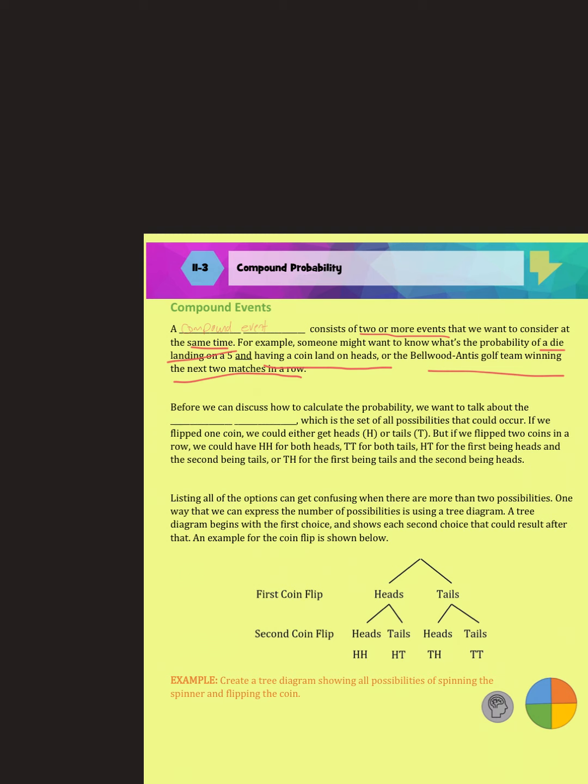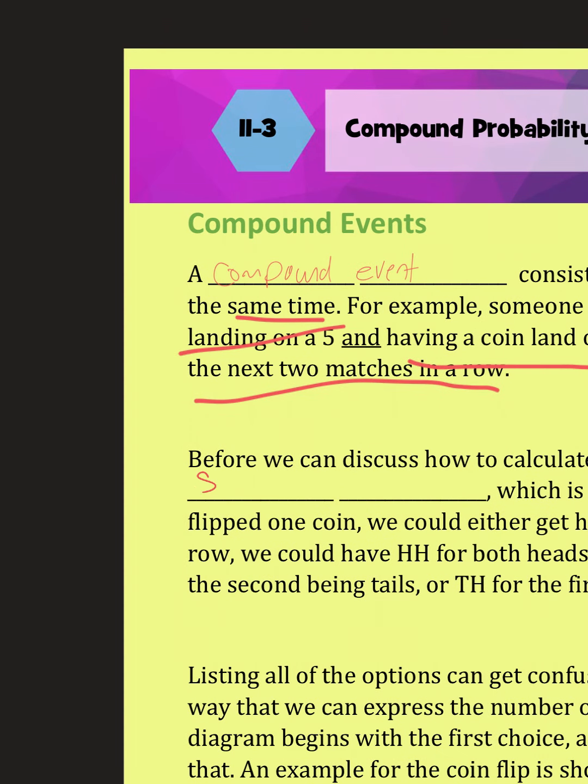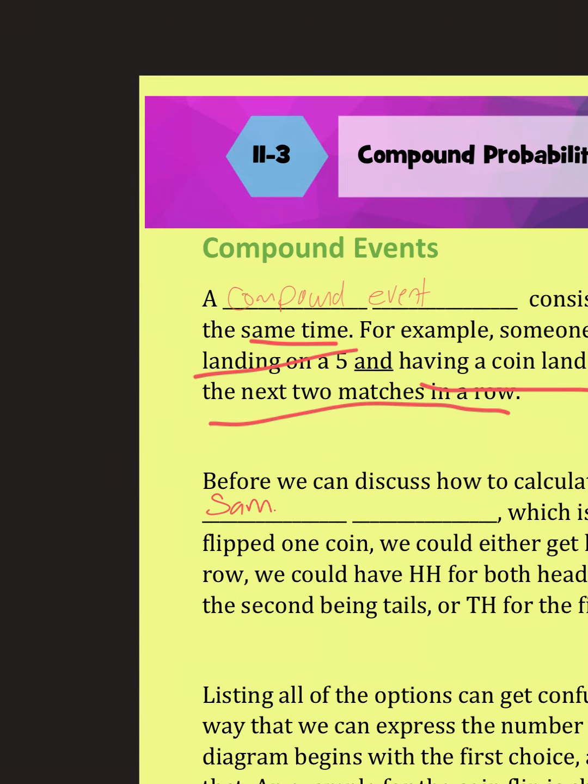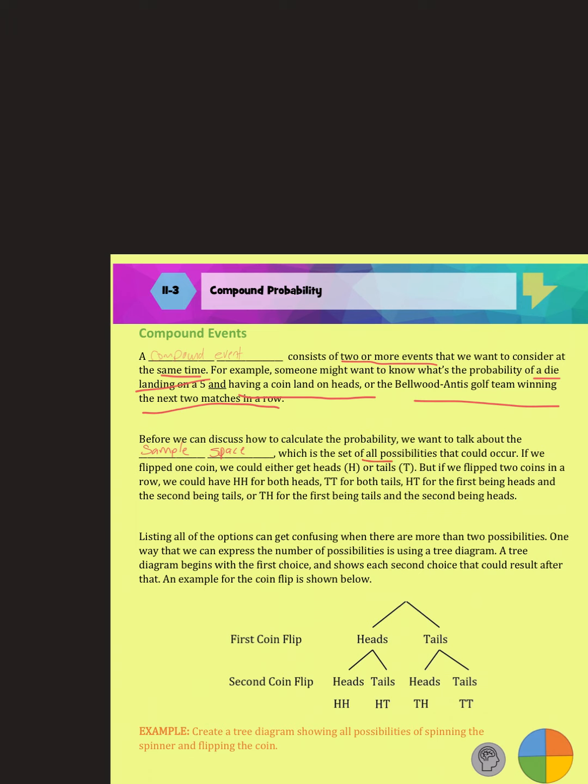But before we can really get into how we find the probability of those things, we need to talk about something called the sample space. So a sample space, there we go. A sample space is basically a list of all the possibilities that could occur. So if we flipped one coin, we would get heads or tails.